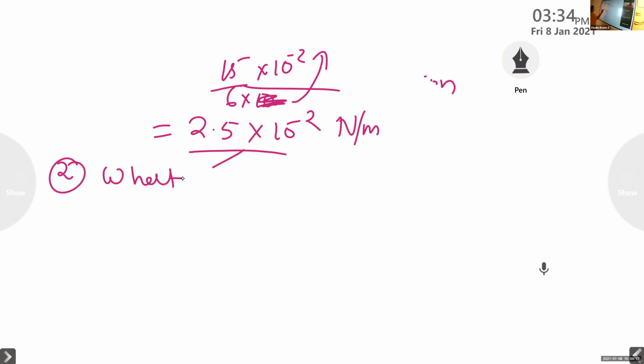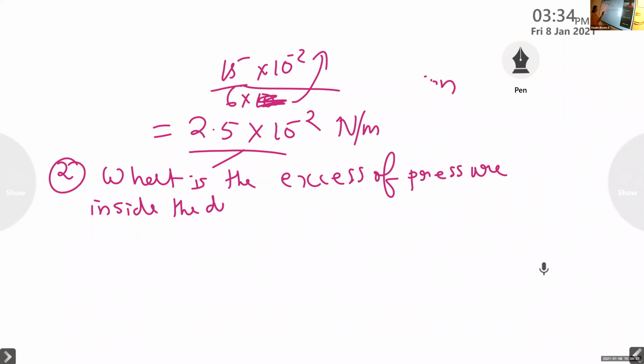What is the excess of pressure inside the drop of mercury of radius 3 millimeter at room temperature?